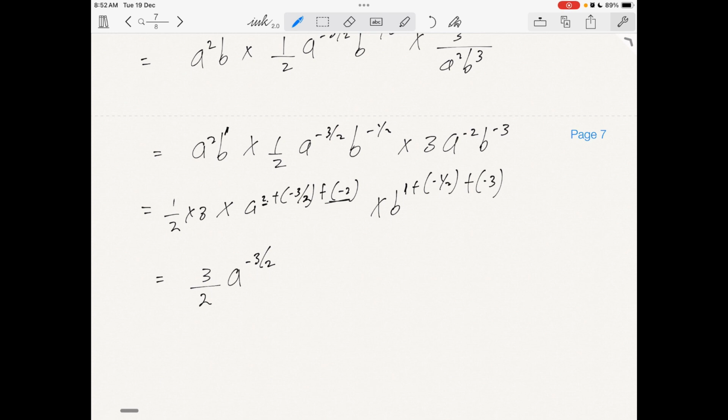Multiplied by b to the 1 plus minus 1 over 2. Now that gives me minus 1 over 2 plus minus 3 over 2. This gives me 1 over 2 minus 3, and that's minus 2 and a half, and that will give us b raised to power minus 5 over 2.